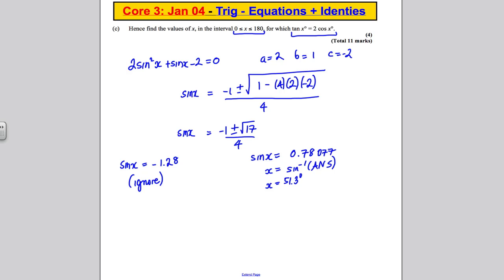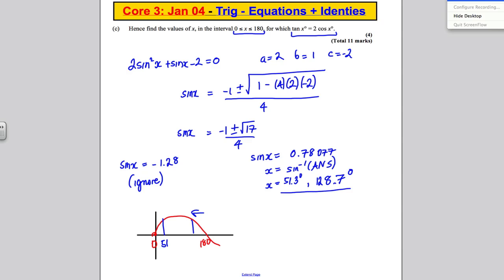And what other values would there be between 0 and 180? We'll draw out your graph. You know that sin x looks like this between 0 and 180, that being 0, that being 180. If you know there is a solution at 51 degrees, there will be a solution 51 degrees back from 180. So the other one must be 180 subtract 51.3, which is 128.7 degrees. And they are our 2 answers.